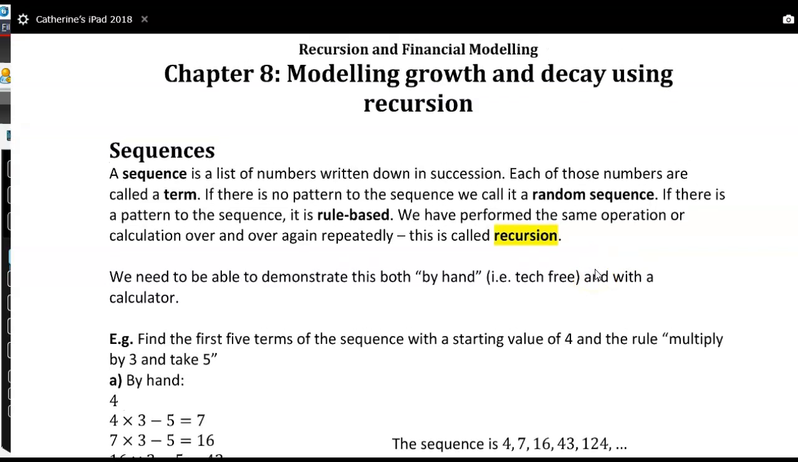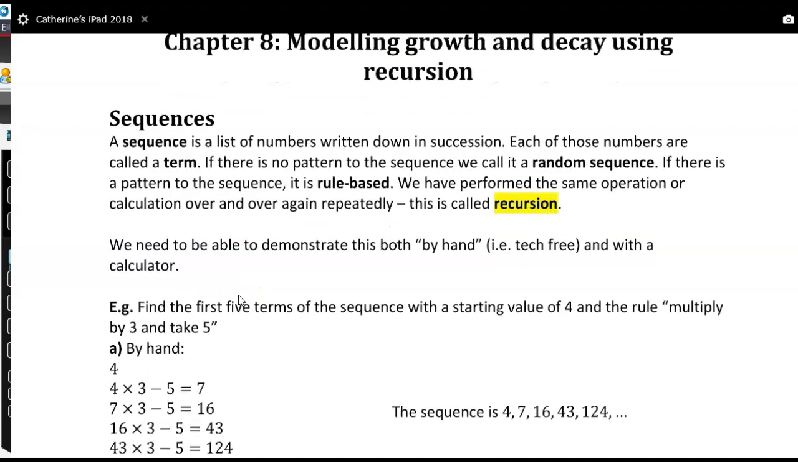Okay, so let's start talking about recursion and financial modelling. This is our next core module, so that means everyone in the state is doing it. So, Chapter 8, Modelling Growth and Decay Using Recursion.